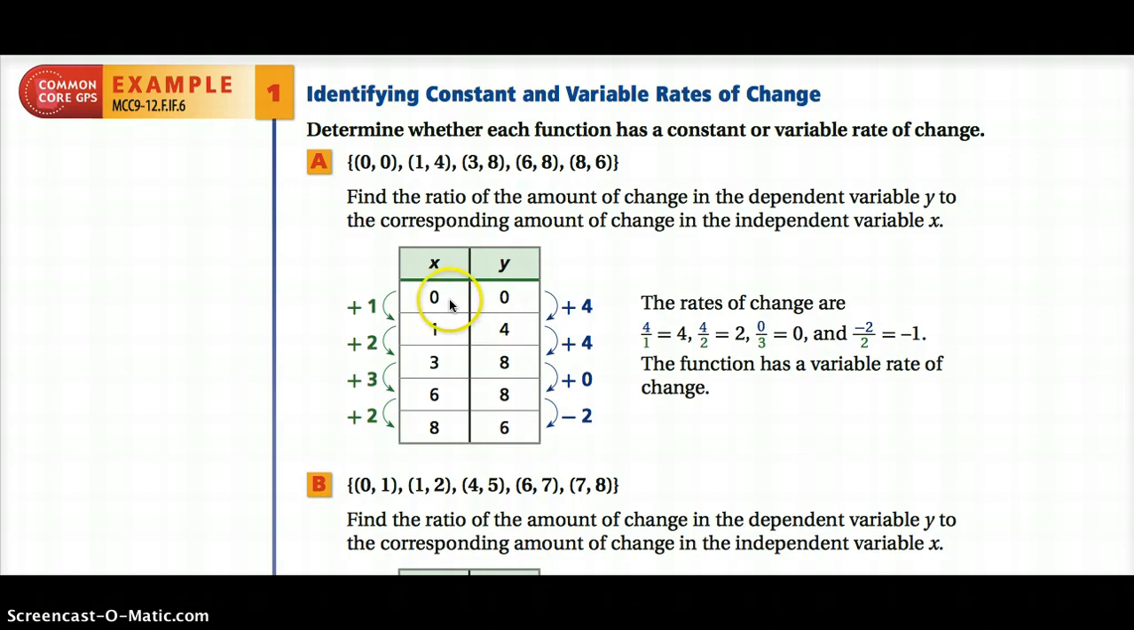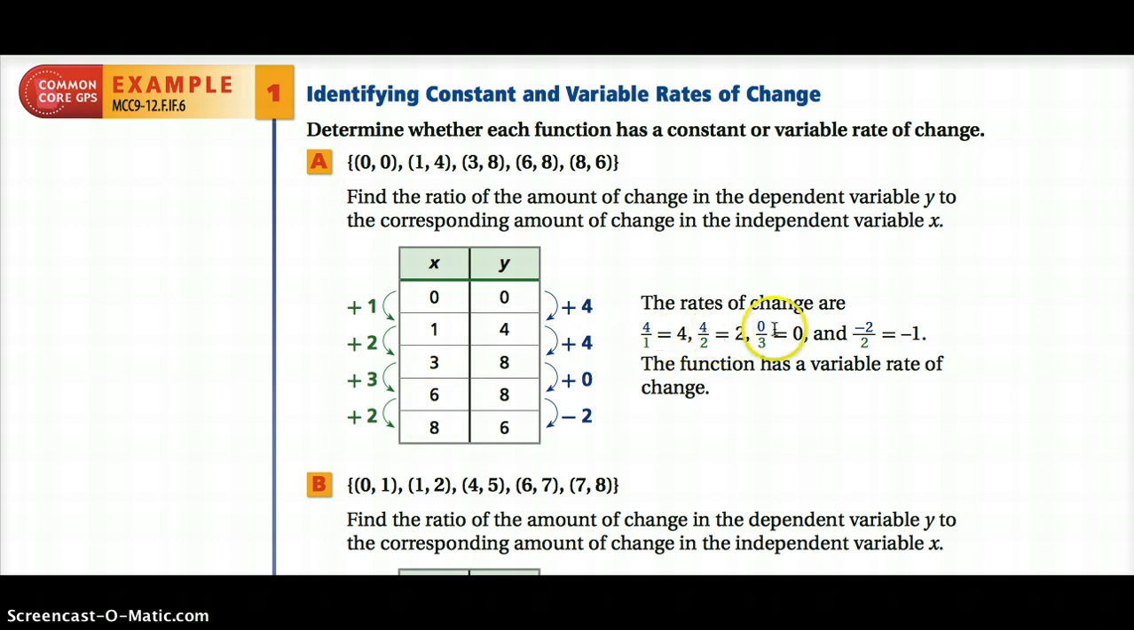Here we have these points put into the table. You can see the x's go up by 1, 2, 3, 2, and here the y's are up by 4, up by 4, up by 0, up by -2. I can't really just go by this, because remember, if I'm going to check the y's, the x's have to have a constant change, but the x's do not have a constant change, so I'm going to have to actually go ahead and check.